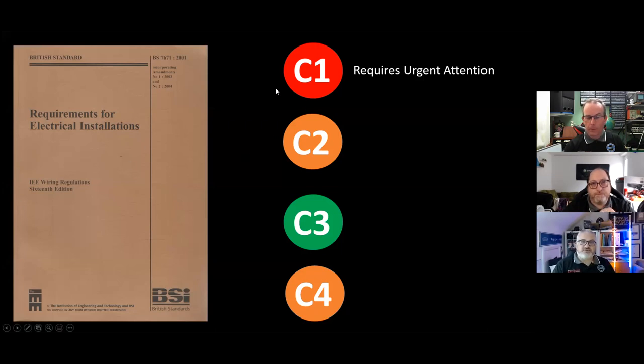So C1 used to have a lot of argument. C2 required improvement. So everyone used to go, well, what's the difference between a C1 and a C2? They both need doing, not really defined very well, and didn't get much remedial work from that as a contractor. And this is what I learned on.